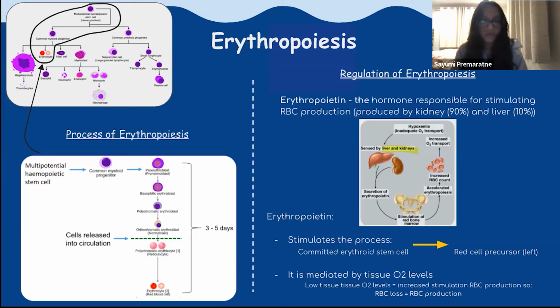And erythropoietin itself, its release is mediated by how much oxygen is in your tissues. So if you have low levels in your tissues, your kidneys are going to produce some more erythropoietin. That's going to hopefully produce more red blood cells and deliver more oxygen to your tissues. So it's kind of like a feedback loop.